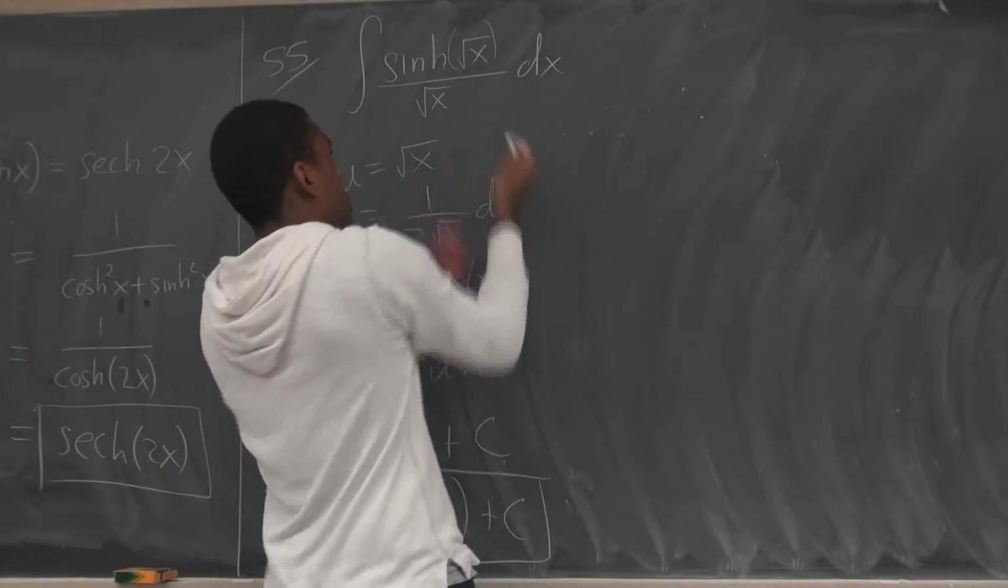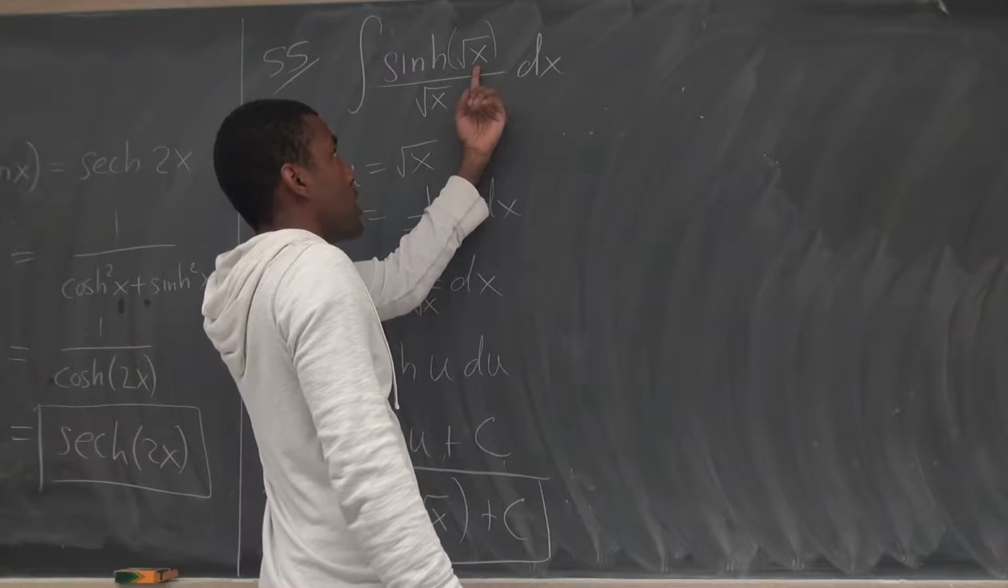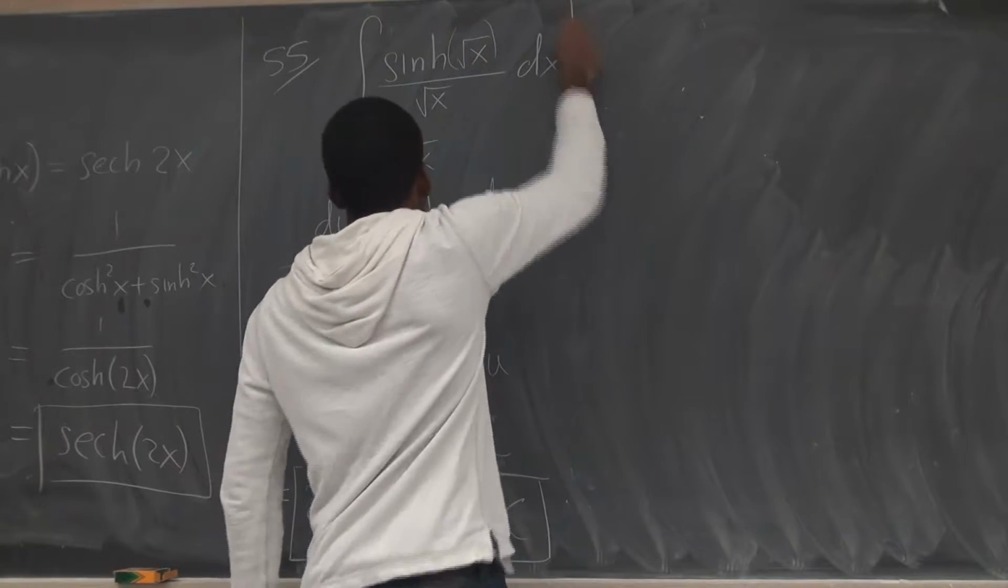So the trick is the radical x was your u, right? That's what makes things complicated, and its derivative is somewhere else in the function.